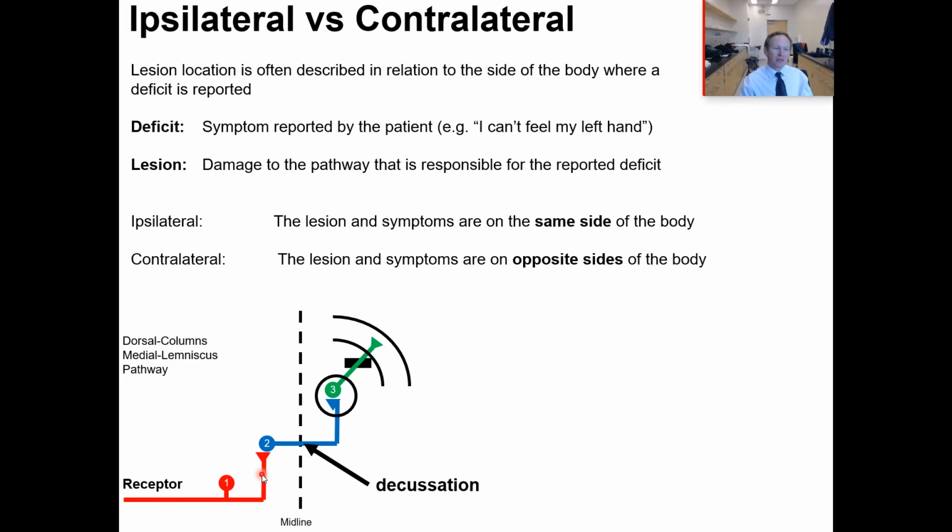Contralateral means lesion and symptoms are on opposite sides of the body. Here, the lesion is on the other side of the body. It's after the decussation of the dorsal column medial lemniscus pathway. It means a lesion here after the decussation produces a contralateral sensory deficit.